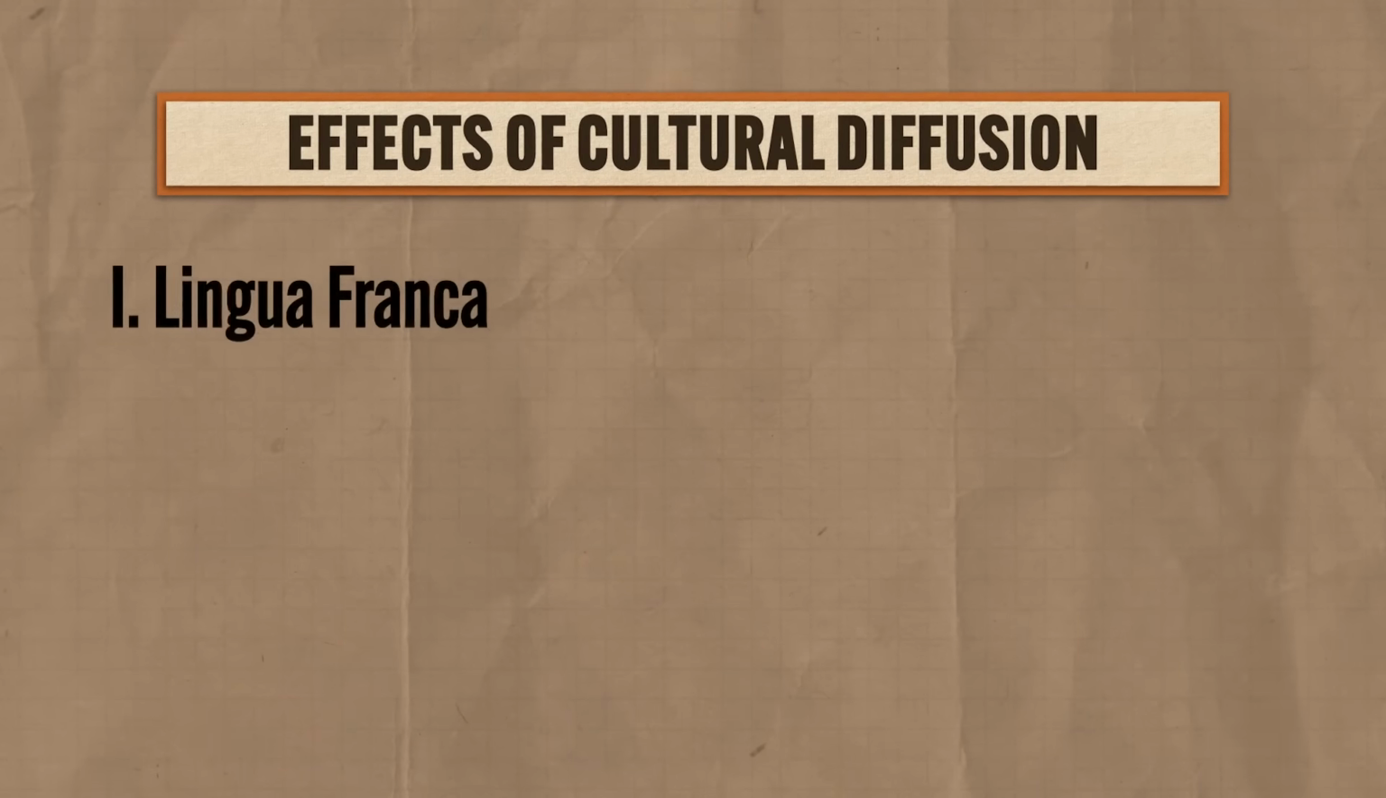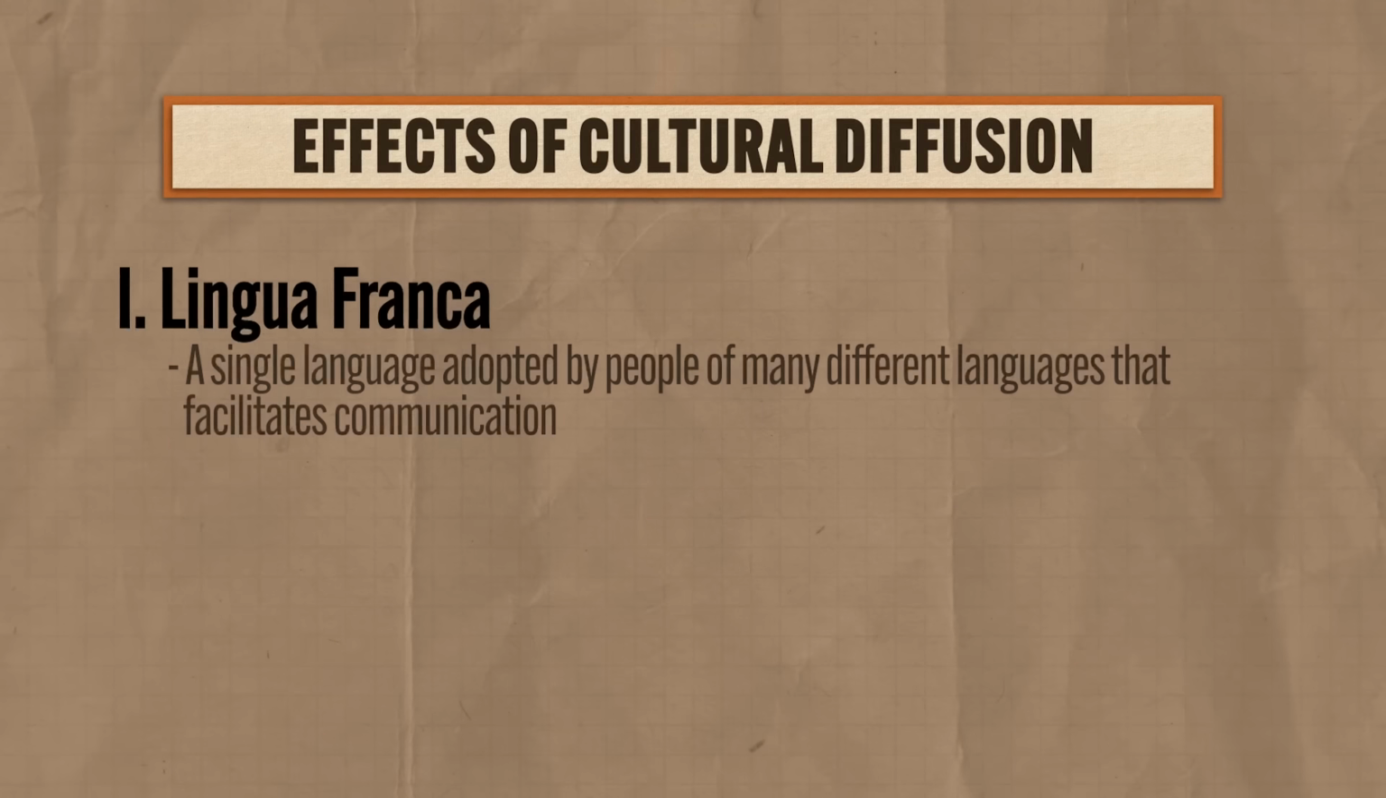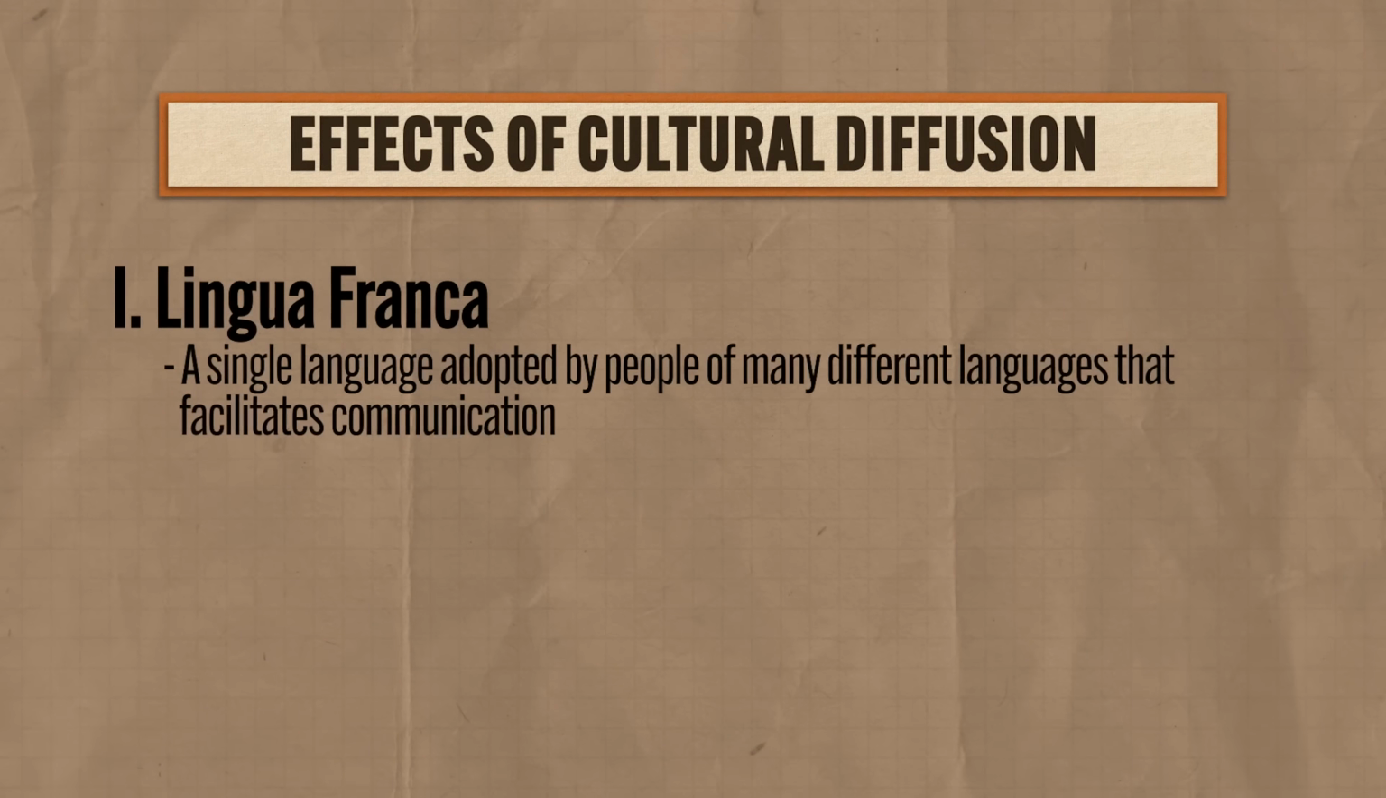Now, with all this mingling of cultures via imperialism and trade, sometimes these encounters led to the emergence of new cultural traits. And I'll give you 2 examples relating to language. First is the emergence of a lingua franca. Lingua what? Lingua franca. It's a single language adopted by many people of different languages that facilitates communication.